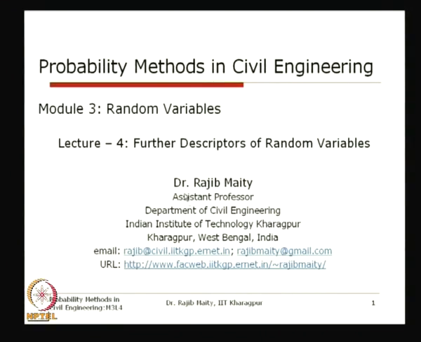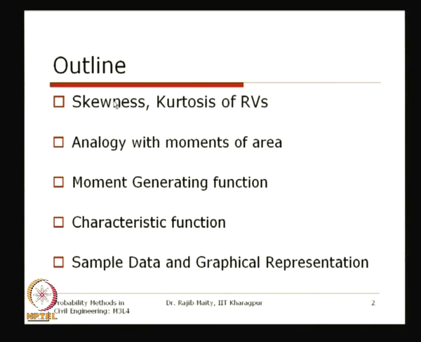Today's lecture will start with some further descriptors of this random variable, and we will start with skewness and kurtosis. The skewness and kurtosis are the higher moments, as we described in the last class with the moment analogy. So, these are the higher moments with respect to the mean and standard deviation. We will see that first, skewness and kurtosis.